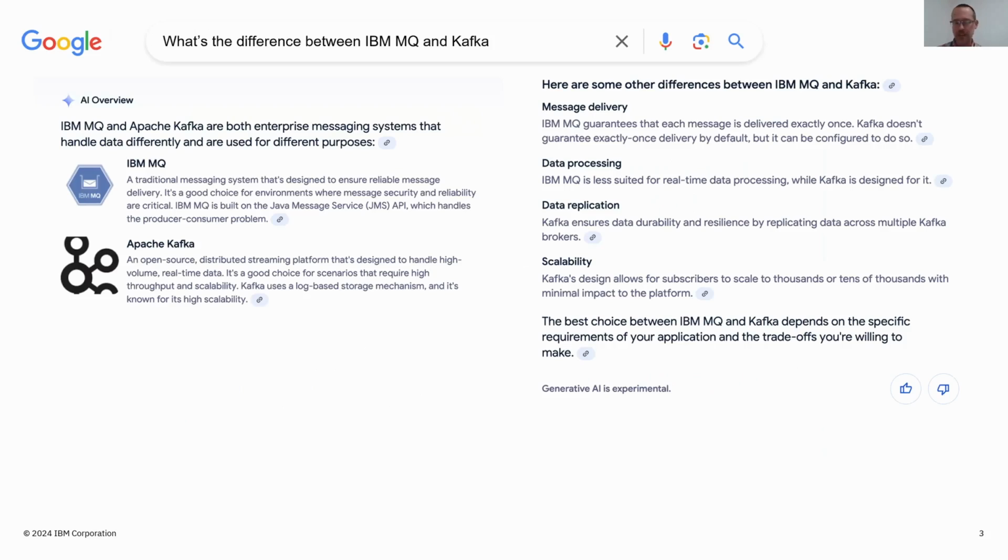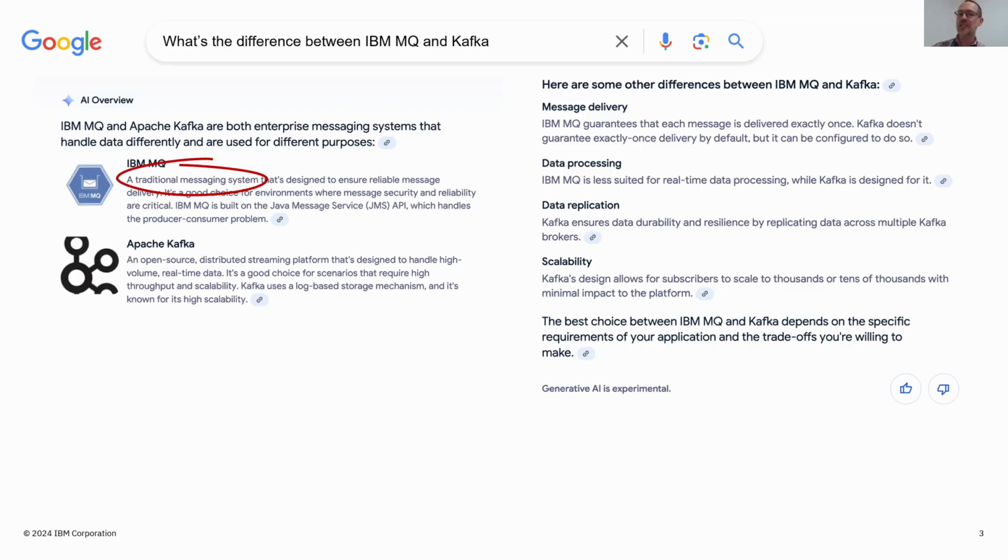Then it'll summarize it. You can get an AI summary out of the internet saying what the general feeling is on the internet. This is what Google showed when I did this probably a couple of months ago now. In some places it's actually quite a fair comparison. We talk about MQ and Kafka, and that they're both messaging systems used for different purposes and they deal with things differently, which is totally true.